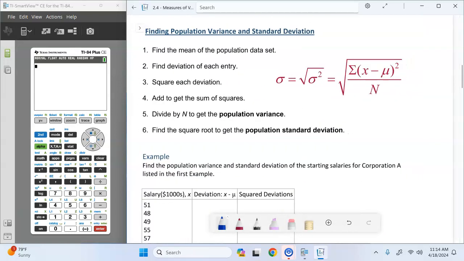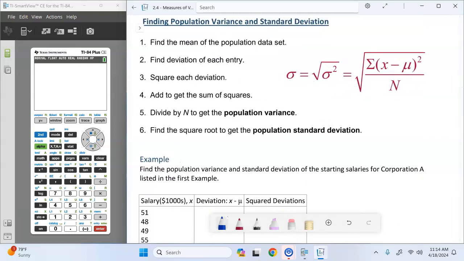So finding variance and then standard deviation is a pretty straightforward 6-step process. The first 3 steps are pretty tedious, okay? But I'm going to break them down, and it's really important for you to understand where these come from. The first step is to find the mean of the population set. That's mu, or x bar, depending on which formula we're using. So we start with the mean.